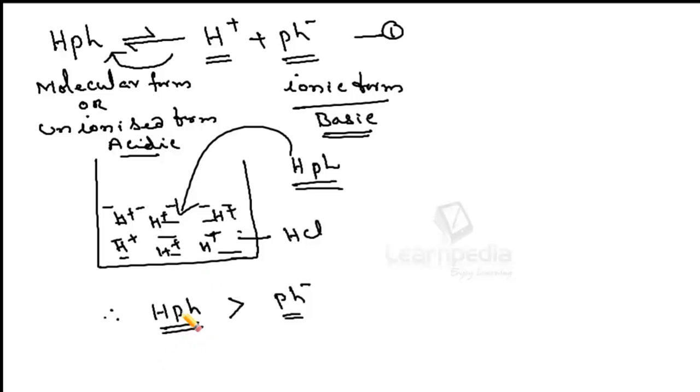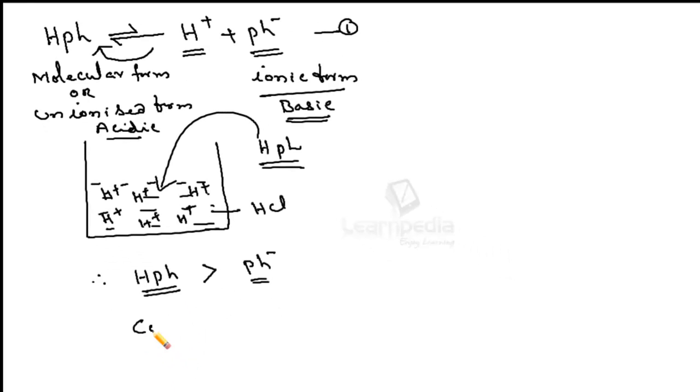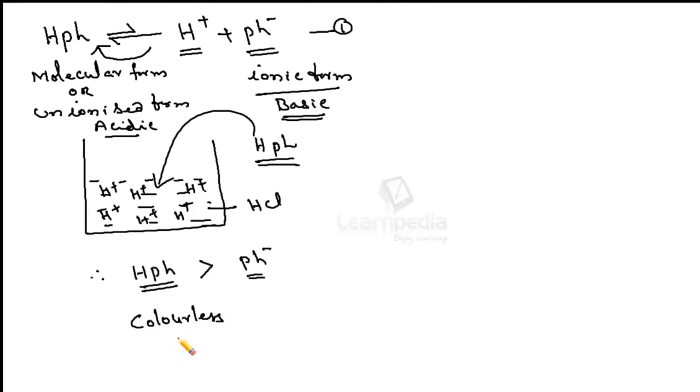And what is the molecular form of the indicator phenolphthalein? It is colorless. So thereby, when a drop of phenolphthalein is added to any aqueous solution of an acid which contains a large excess of H plus ions, due to the common ion effect, the equilibrium is shifted towards the left hand side, the solution contains a large excess of molecular form than ionic form, and the solution as a whole remains colorless.